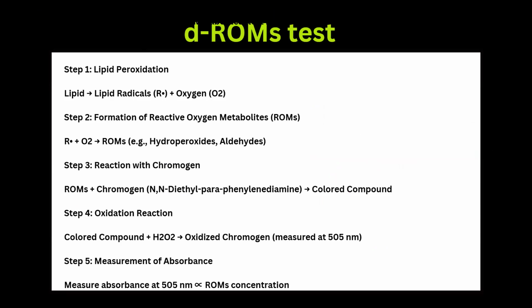Then the second test is the d-ROMs test. In lipid peroxidation, lipid radicals react with oxygen, leading to the formation of reactive oxygen species. Then this reactive oxygen species metabolite reacts with the chromogen, N,N-diethyl-para-phenylenediamine, forming a colored compound, which reacts with hydrogen peroxide, the oxidized chromogen, and this color reaction is measured at 505 nanometers, and then the test is completed and the levels are marked.